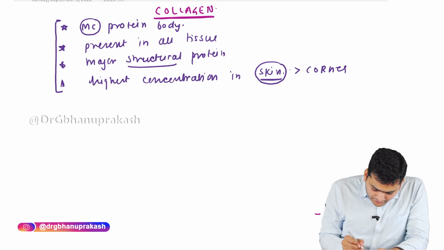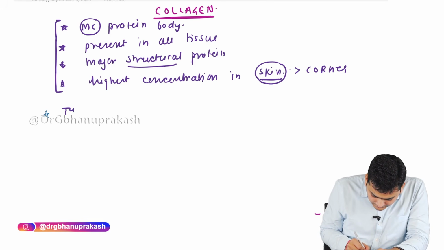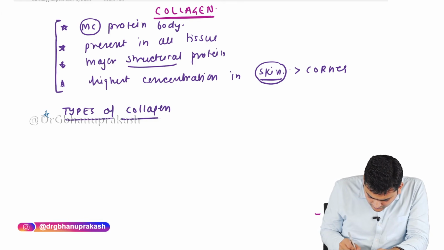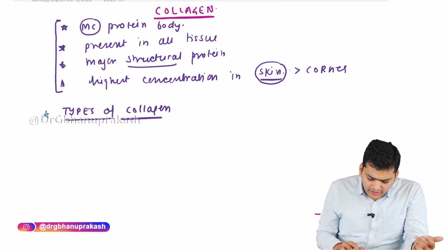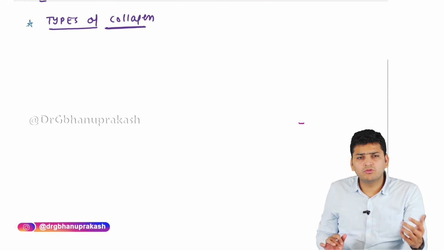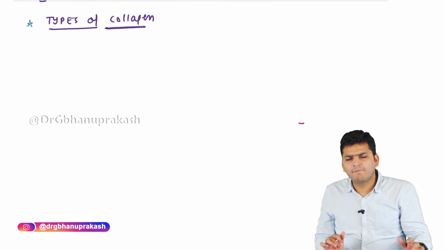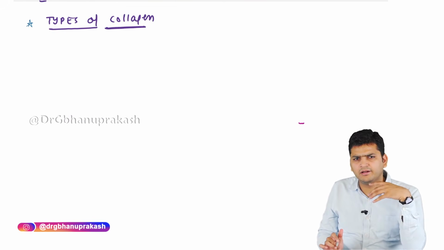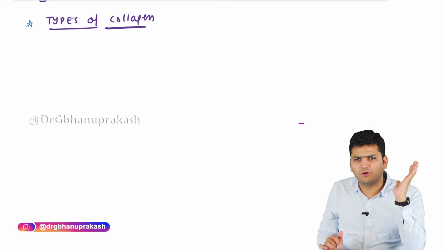Now, once we have understood this point, let's see the types of collagen. When it comes to the types of collagen, the list is very long. Around 20 types of collagen we have. We do not have to remember the entire list. We'll just write down the important ones, which collagen is found where.